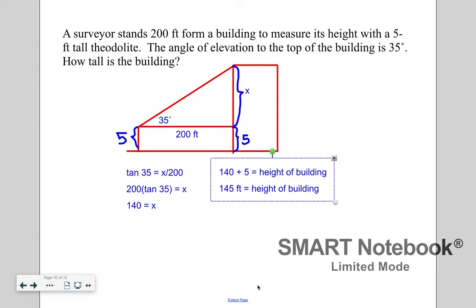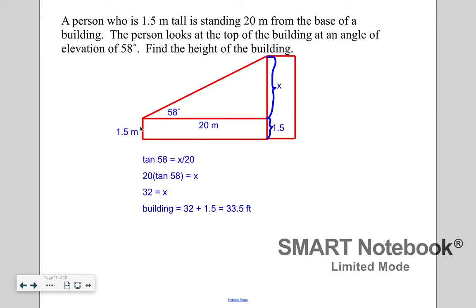All right, a surveyor stands 200 feet from a building. It should say from, not form. So distance from the building is 200 feet to measure its height with a 5-foot tall theodolite. I will explain what that is later, or you can Google it. Surveyors often use that. So we know that this is being measured from something 5 feet tall. The angle of elevation is 35 degrees. So the angle of elevation is horizontal up, starting at the horizontal and moving upward. So I am looking for this. X is opposite 35, 200 is adjacent. Opposite, adjacent is tangent. So you can see I solved for that here, but then I had to add in that 5 feet. So that's where the 145 feet comes from.